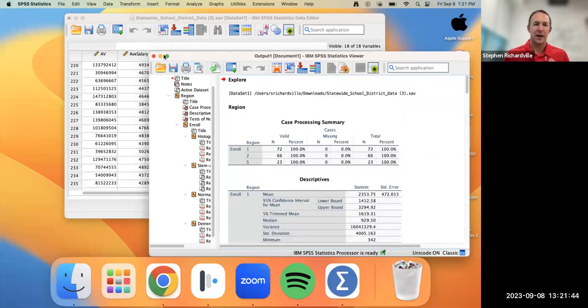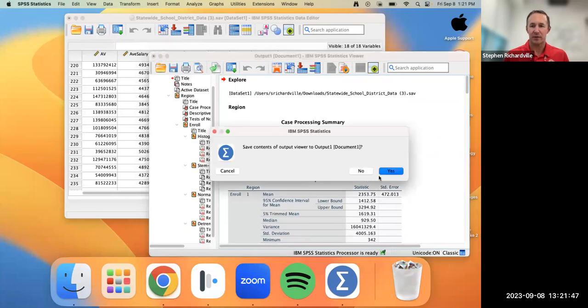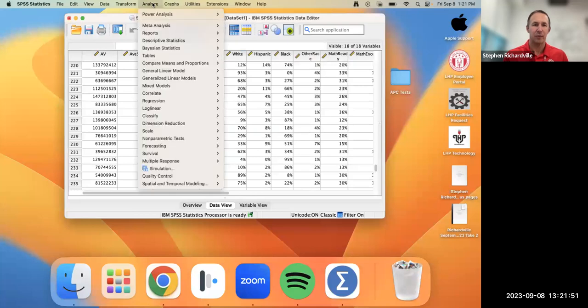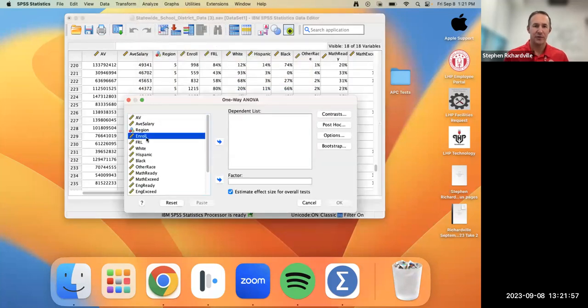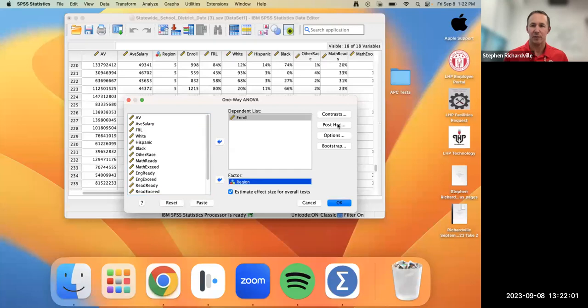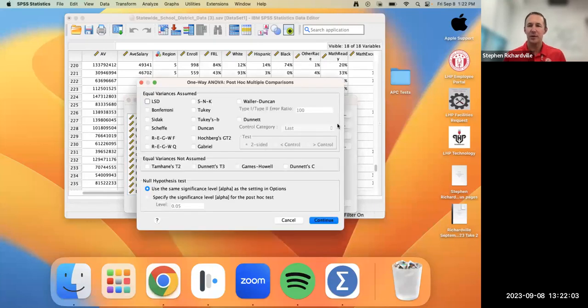Okay, so now we're going to go ahead and close that out because we've done that exploration, and actually perform the analysis of variance test by comparing means and doing a one-way analysis of variance. Once again, we're looking at enrollment with region as our factor here. We're going to do our post hoc, and typically here we would pick Tukey, but that would be if the N values are the same. The N values are not the same, so we're going to do Sidak.